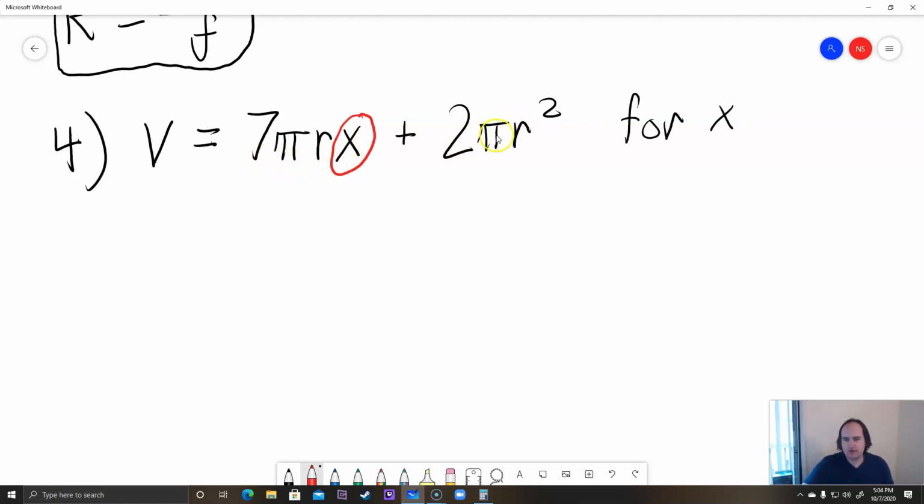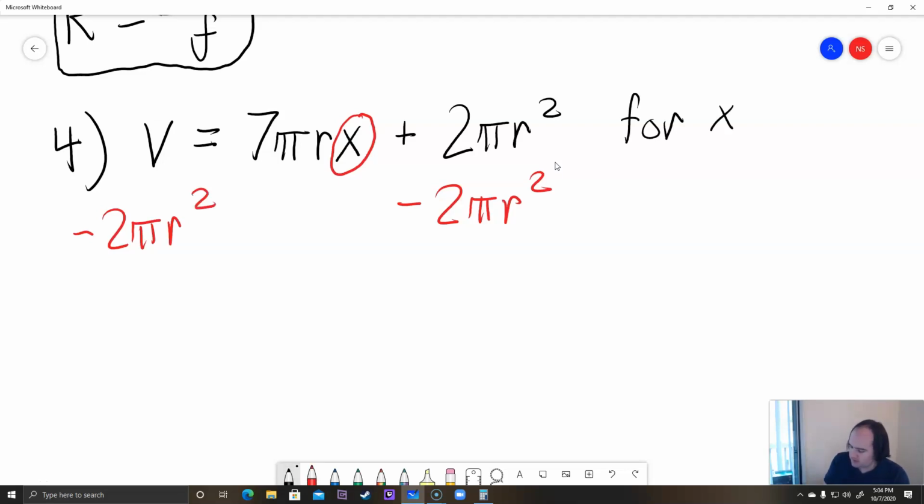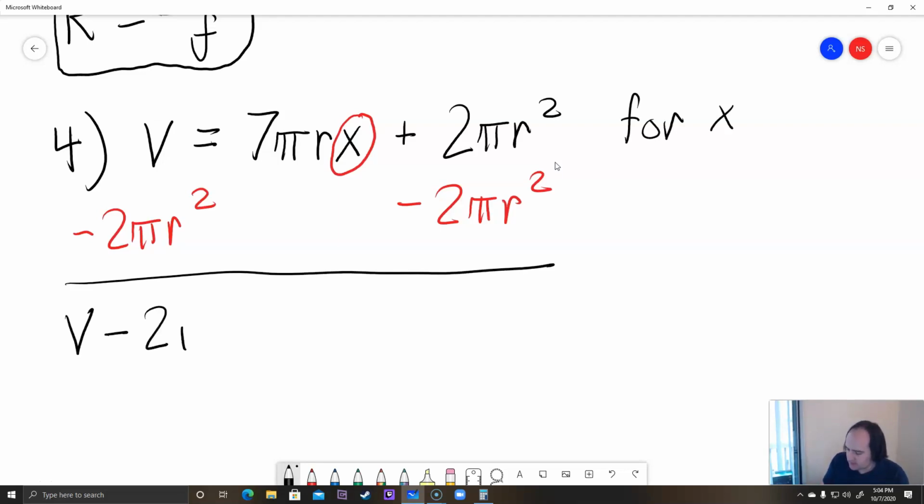So here we want to get rid of the 2 pi r squared. To do that, first, we're going to subtract 2 pi r squared from both sides. So minus 2 pi r squared from both sides. On the left side, now we're going to have v minus 2 pi r squared. And then on the right side, we're going to have 7 pi rx. I know it looks complicated, but as long as you write everything the way you did in the previous step, it's not so bad once you get used to all the letters.